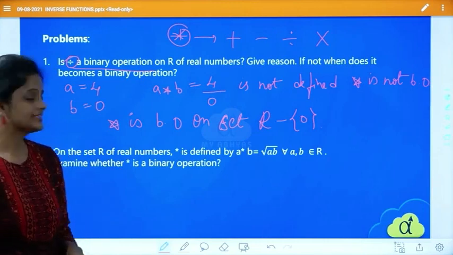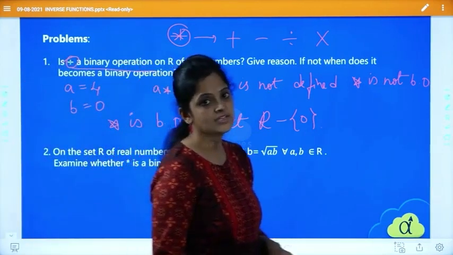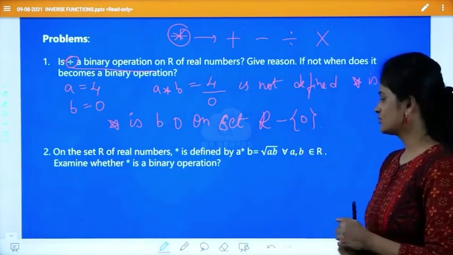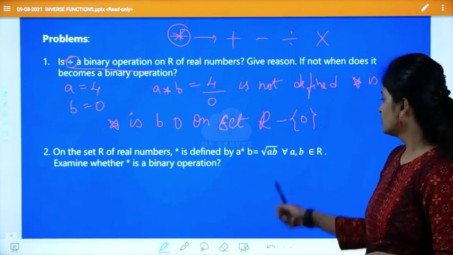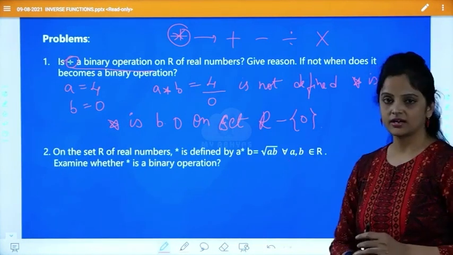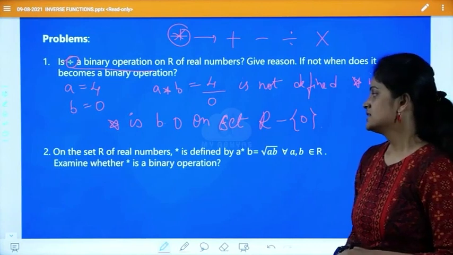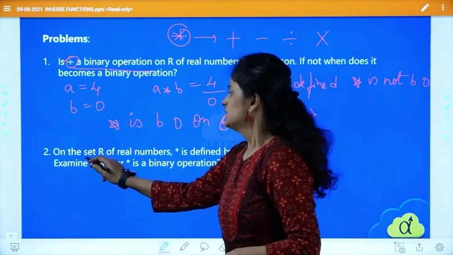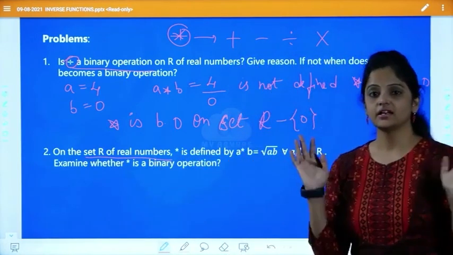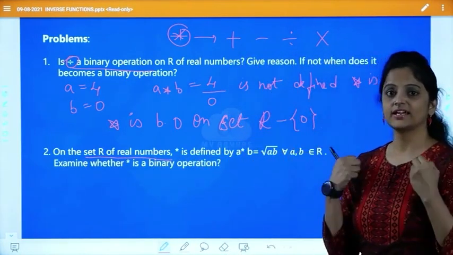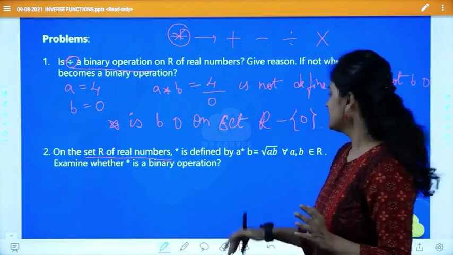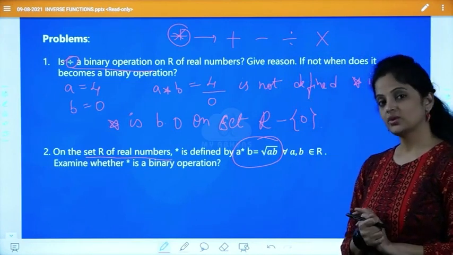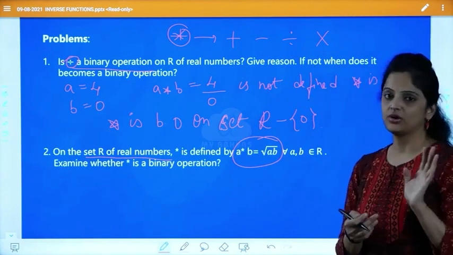Second one. On the set R of real numbers, star is defined by A star B is equal to square root of AB for all A and B belonging to R. Examine whether star is a binary operation or not. So what will I do? The set says take any real number. There is no restriction. You can take any of the real numbers. By taking any real number, do I get a real number back? Do I get a real number back? For each and every value you have to tell me.